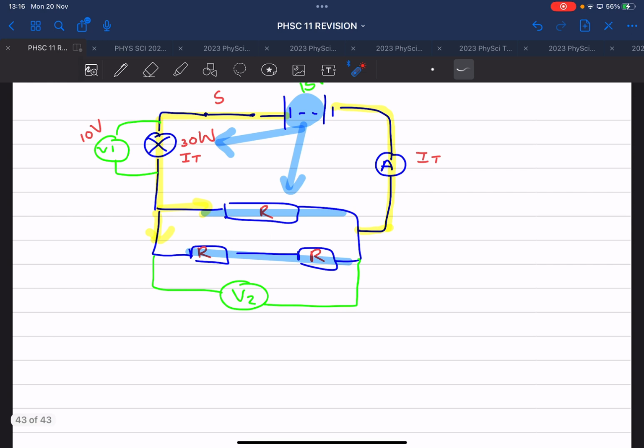Now the state Ohm's law in words. 7.2.1 Ohm's wet. The potential difference across the conductor is directly proportional to the current through the conductor provided that the temperature remains constant.